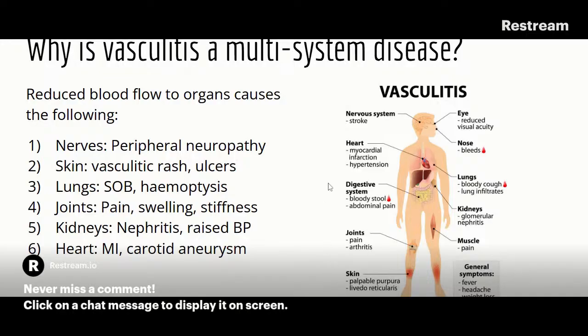It will affect every part of your body, but some of the ones that may make you think about vasculitis from an exam situation, and the most common ones that we see in terms of the conditions that we're going to cover, are going to be your lungs and your kidneys. Additionally, you might see some involvement of the nerves and the joints, and the carotid aneurysm, as you'll see shortly, is a specific sign for certain vasculitides.